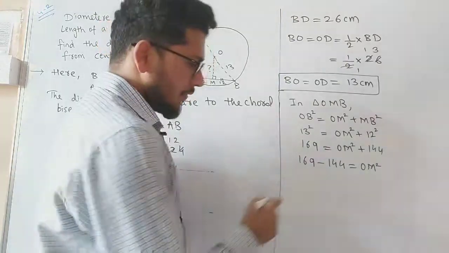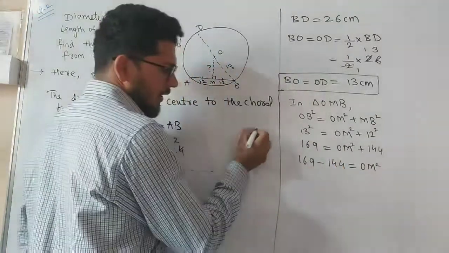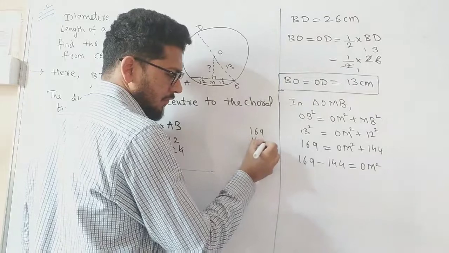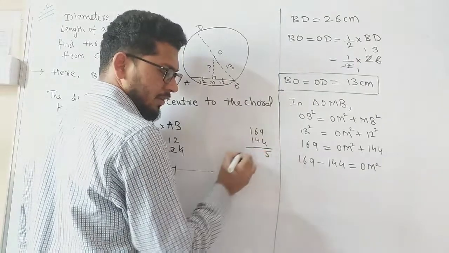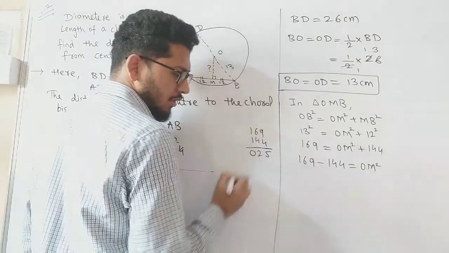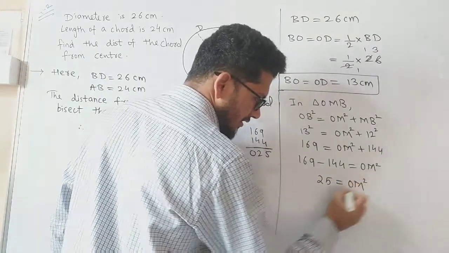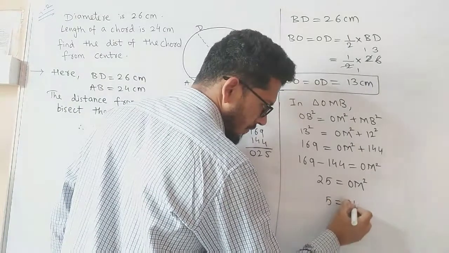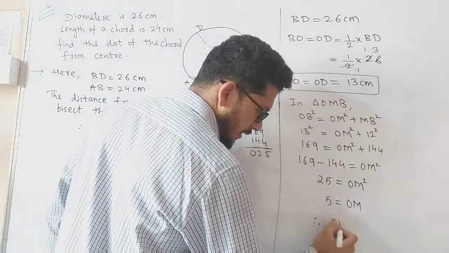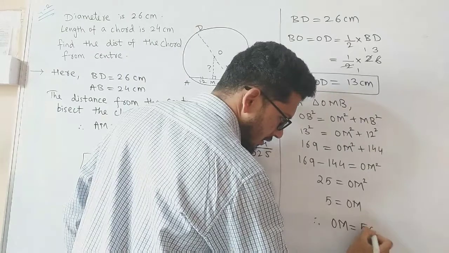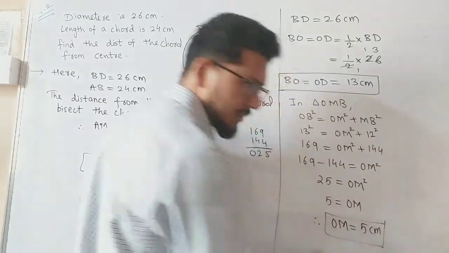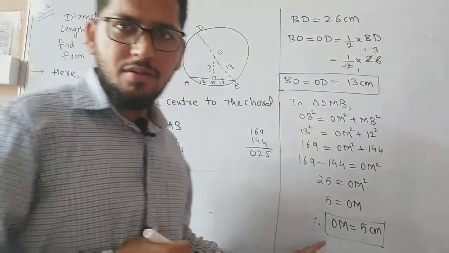Okay? Now subtract 144 from 169. What will you get? You can simplify here. 9 minus 4 is 5. 6 minus 4 is 2. 1 minus 1 is 0. We got 25. 25 is equal to OM square. When you take the square root, 5 is equal to OM. Therefore the length of OM is 5 centimeter. When we have got the length of OM as 5 centimeter, that is your answer. So OM is 5 centimeter.